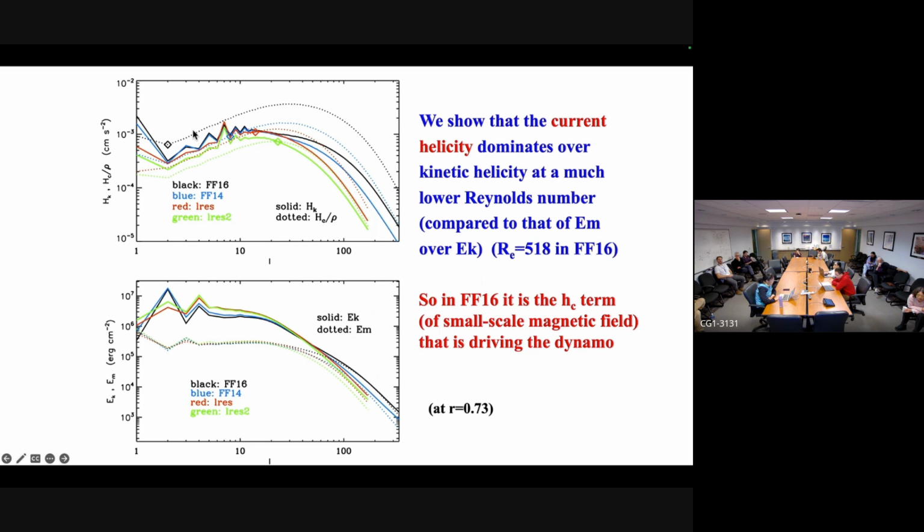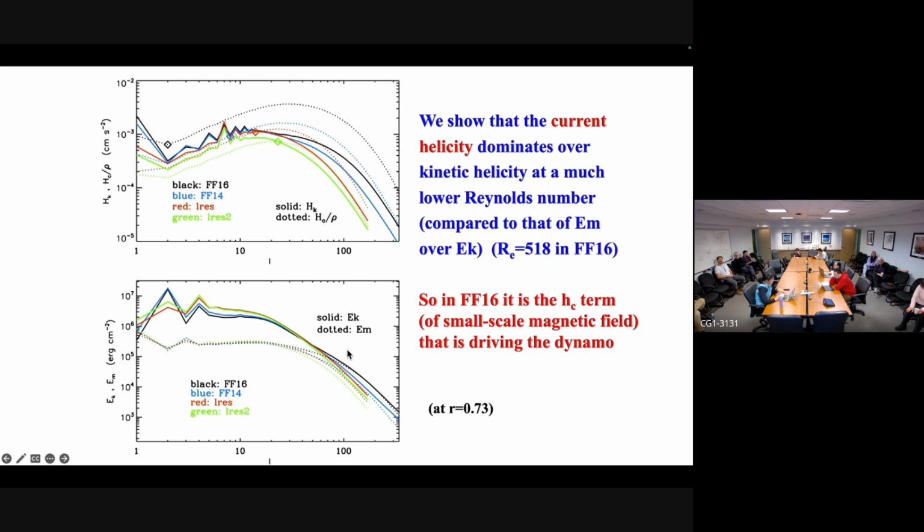But even for this, you see here, this is the current helicity. The dotted line is the current helicity, and the solid line is the kinetic helicity term. You see for this 16 case, the current helicity term is dominant in almost all cases, except for L equal to 1. From L equal to 2, the current helicity term is already dominant over the kinetic helicity term. So that means the current helicity dominates over kinetic helicity at a much lower Reynolds number compared to that needed for the magnetic energy to dominate over the kinetic energy.